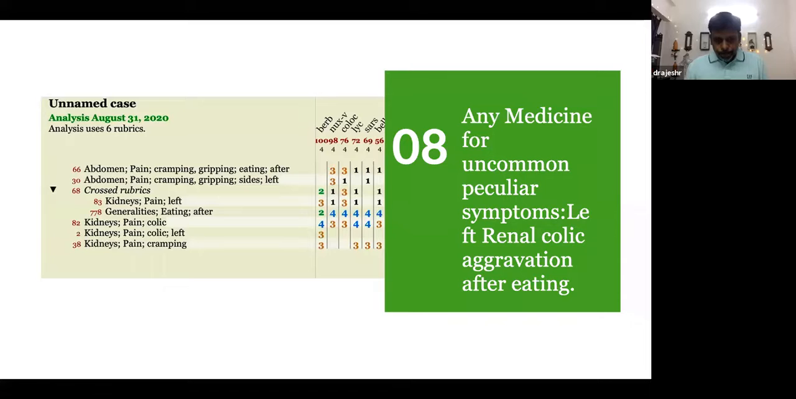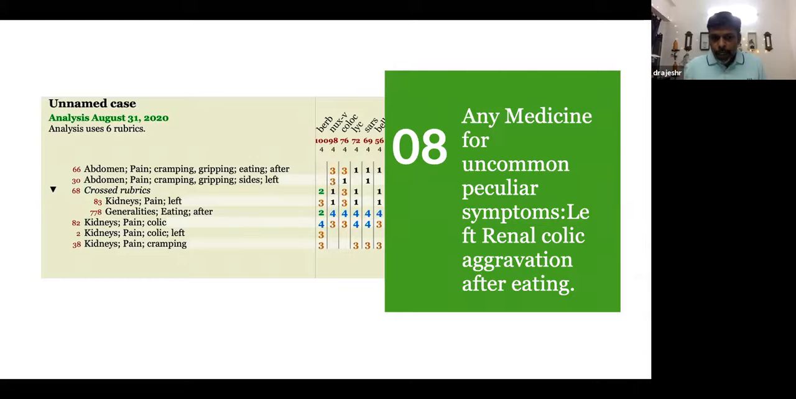And then since it is in the abdomen, you should also consider the pain: gripping, cramping, gripping pain in abdomen, eating after. Eating after is the modality, and there is a side to it, that is the left side, and the nature or phenomenon is cramping, gripping pain, or colicky pain. So this is a sort of complete symptom, but it will not be directly present. So you will have to take multiple rubrics to make it as one.